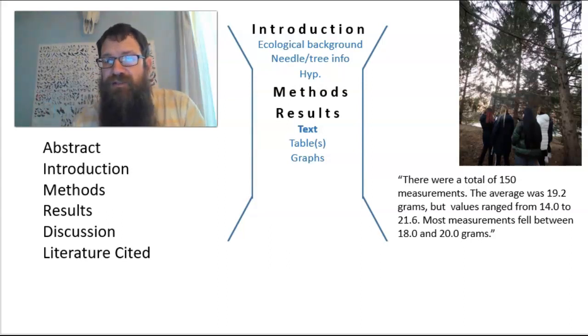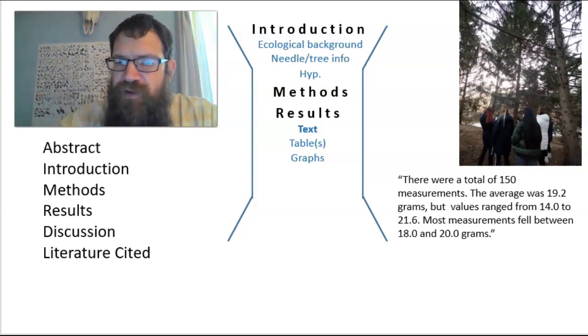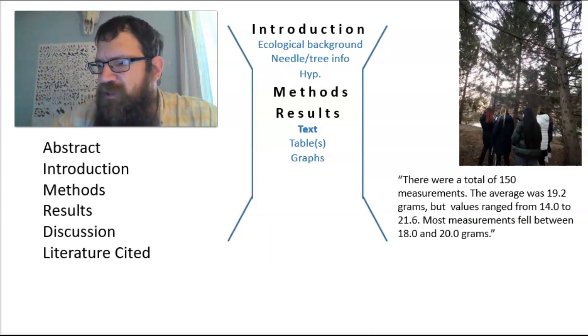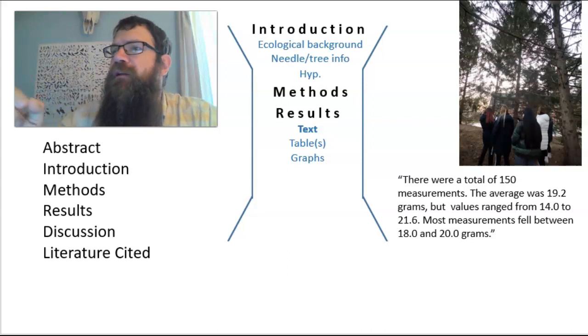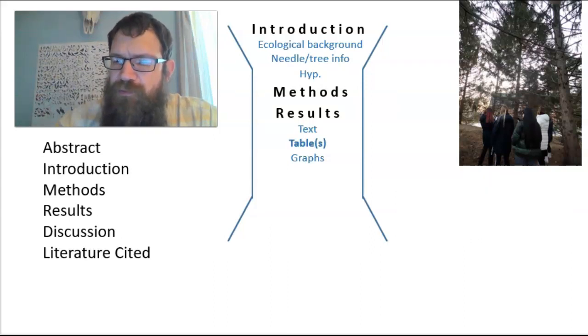And the text results get them oriented. How many measurements were taken? What sort of range do we expect to find on those? What sort of averages? In this case, what was the longest total needle? What needle measurement was the greatest? What was the longest average needle measurement? Those sorts of things. All right, you also need to have table results.